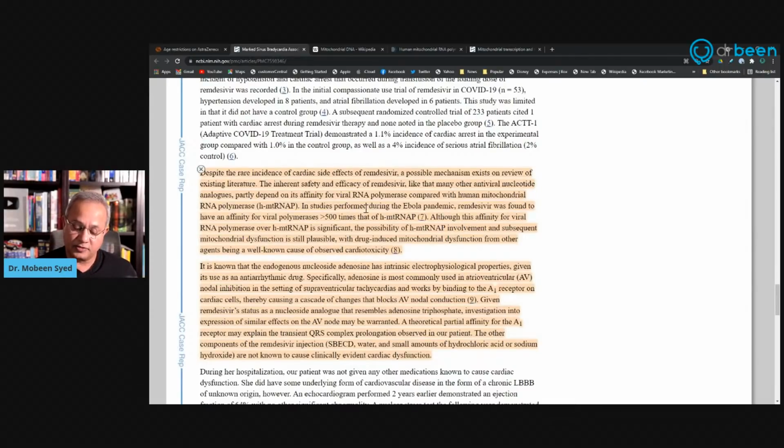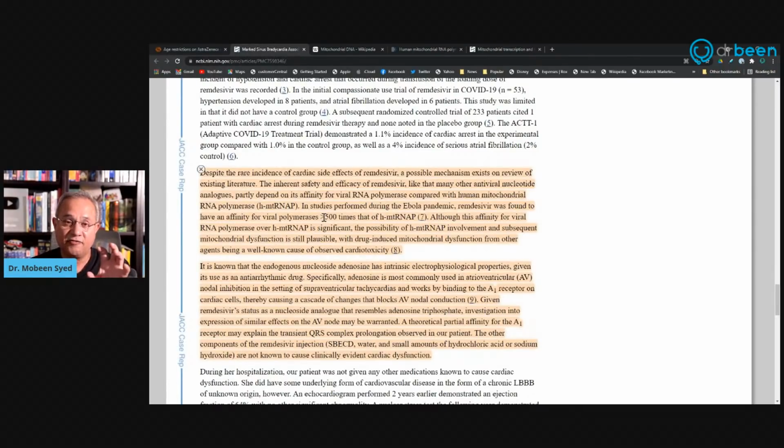In studies performed during the Ebola pandemic, remdesivir was found to have an affinity for viral polymerases. Polymerases are the enzymes. Imagine they're builders. They pick up Lego pieces, which are genetic material, and they put them together to make things. So if you are putting the Lego pieces together, you yourself are a polymerase. And then the Lego pieces are genetic material, raw material, with which you are making DNA or RNA. So viruses have their polymerases as well that would make their genetic material.